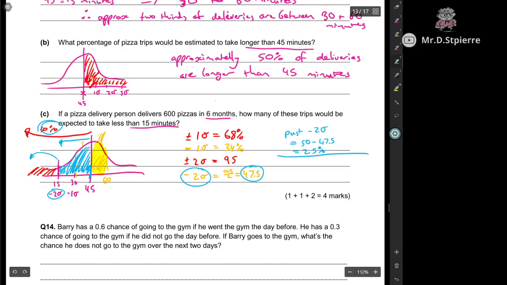Now, go back and read the question. If a pizza delivery person delivers 600 pizzas in 6 months, how many of these trips would be expected to take less than 15 minutes? Well, 2.5% isn't our explicit answer. We need 2.5% of 600. So the deliveries is equal to 600 times 2.5%, which gives us 15 deliveries.